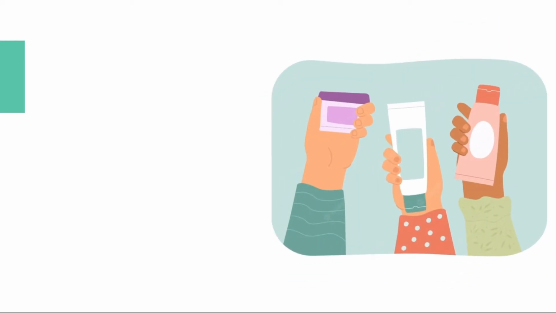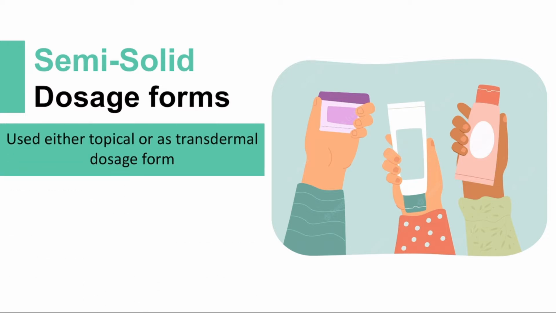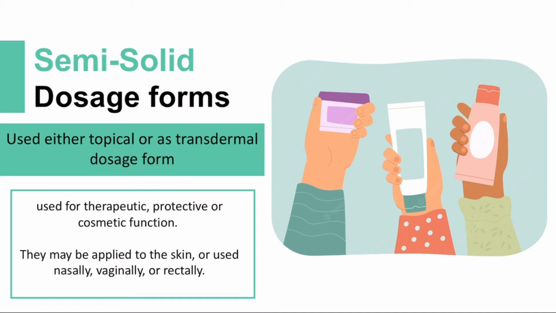First of all, the semi-solid dosage forms, such as ointment and cream, are dermatological preparations intended to be applied externally on the skin, either to be used topically or transdermally. When used topically, we apply it to a body surface such as the skin or mucous membrane, for example, nasally, vaginally, or rectally, to treat some disease. When used transdermally, the drug is delivered through the skin to the general circulation for a systemic effect.